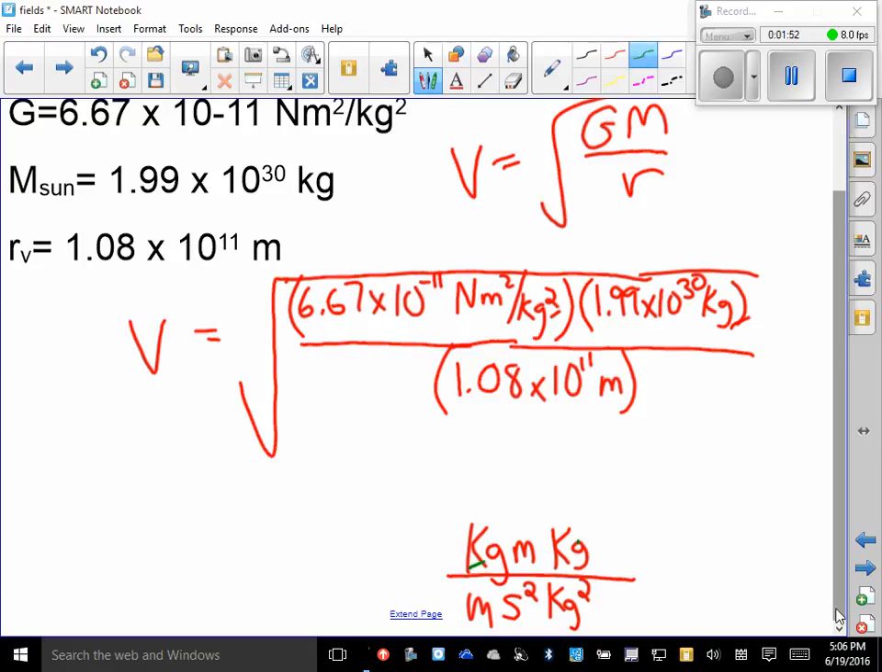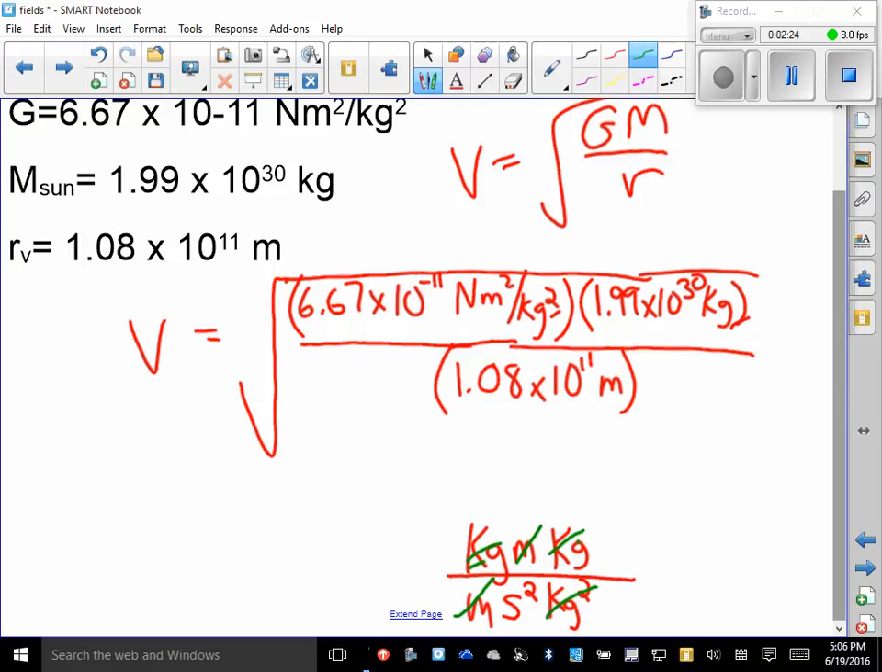Kilograms squared. No, I'm kilograms squared divided by kilograms squared. There we go. They cancel out. I was confused for a second. Meters squared is going to cancel out. So it looks like I have the square root of 1 over second squared. Why doesn't that work out? What am I doing wrong?